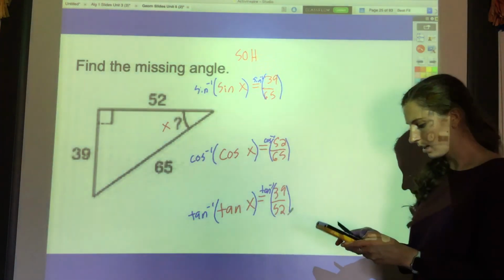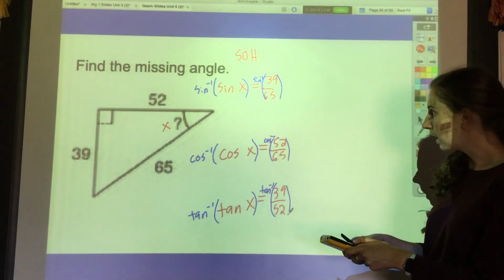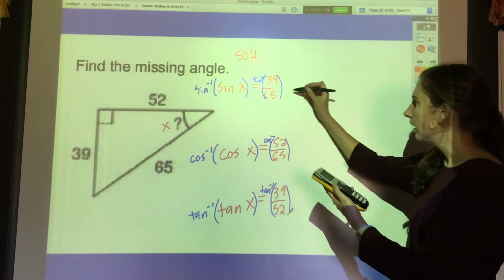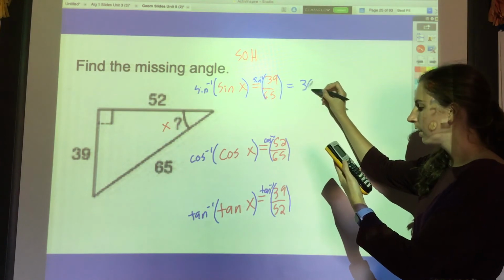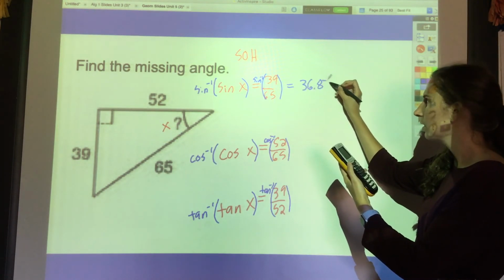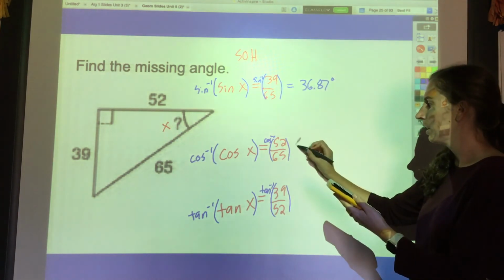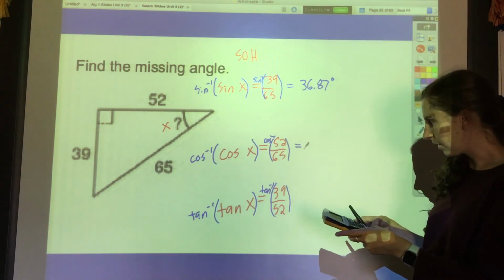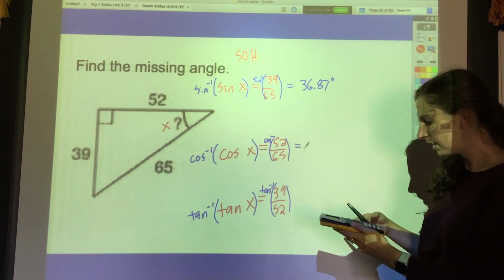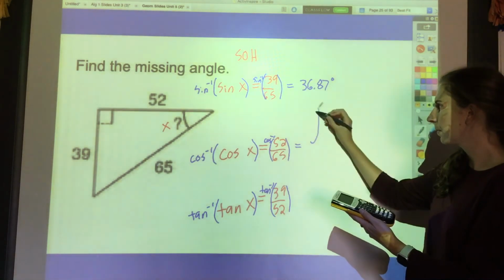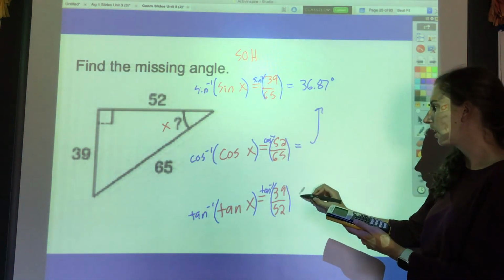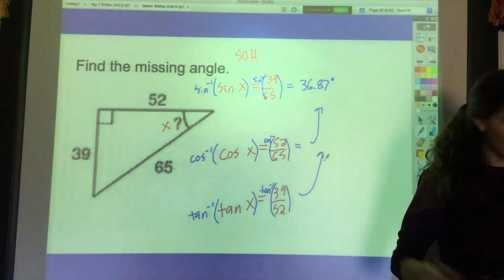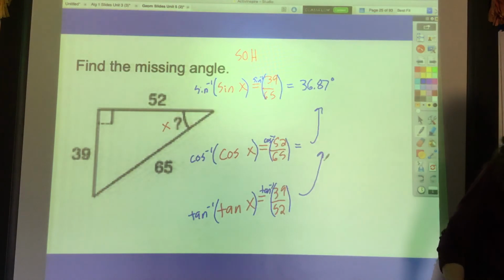Let's go ahead and see. So the inverse sine of 39 over 65. This one gave me 36.87. I think that was the same as the last one. See if this does the same thing. Inverse cosine of 52 over 65. Yep, same thing. And this one should also give you the same thing. So in that case, just pick your favorite and go with it. It really doesn't matter.